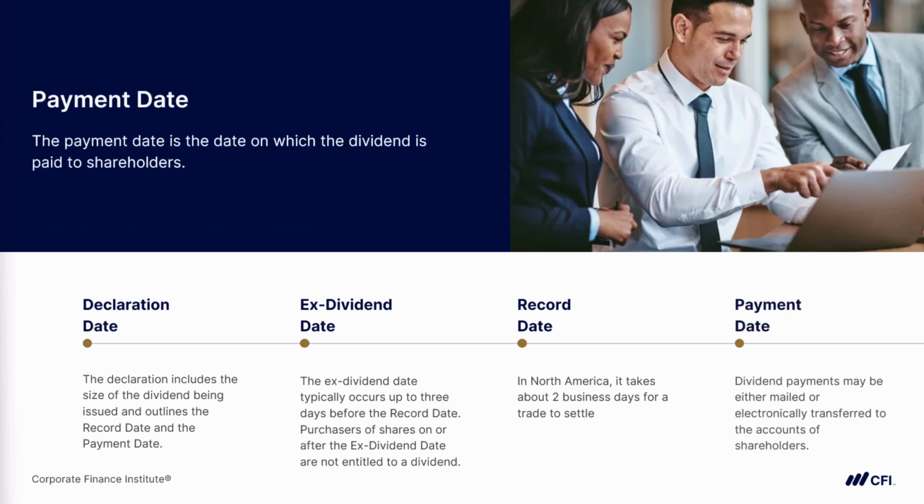And finally, we have the payment date, which is the date on which the dividend is actually paid to shareholders. Looking below, we can see that dividend payments may be either mailed or electronically transferred to the accounts of shareholders.